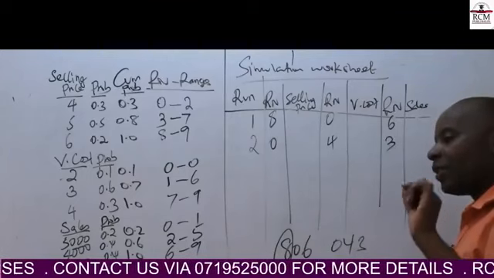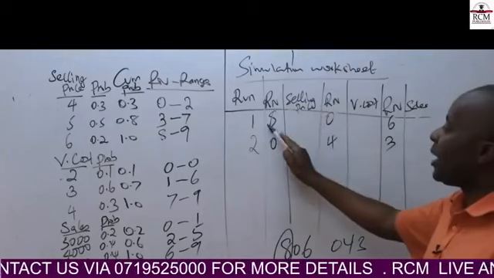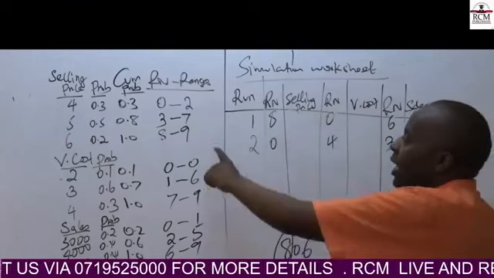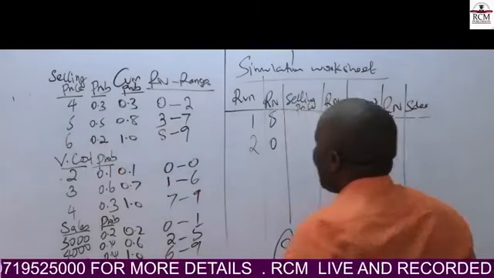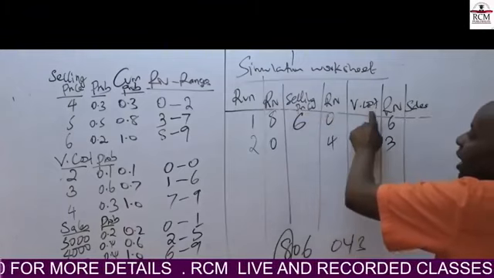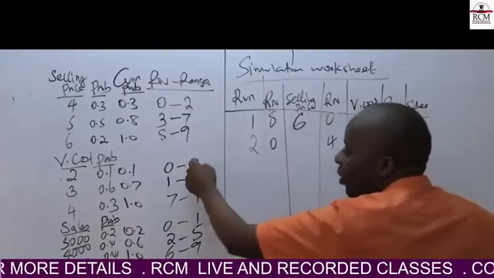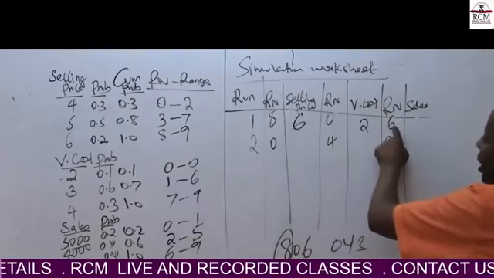So we're asking ourselves a what if analysis question. What if in the selling price the random number is 8? 8 is here. This gives me what selling price? It gives me a selling price of 6. What if the random number is 0 for variable cost? 0 for variable cost is here. This gives me 2. What if the random number is 6 for sales?